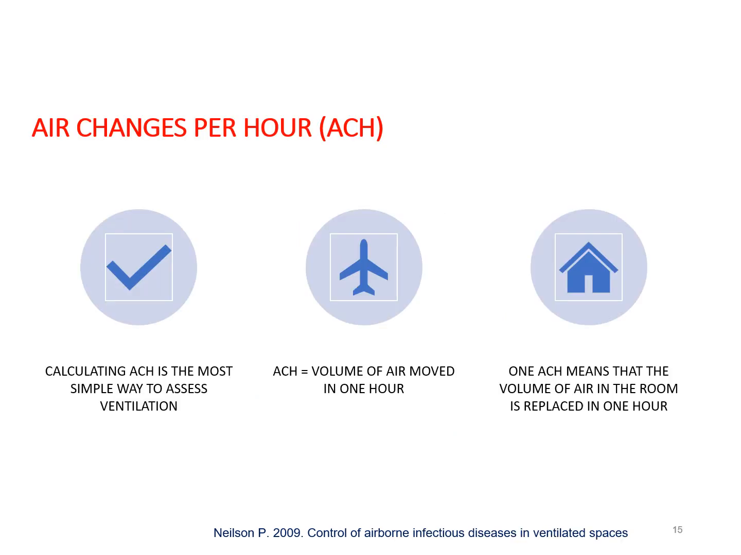Have measurements of air changes per hour at regular intervals to ensure the ventilation. Calculating the air changes per hour is the simplest way to assess the ventilation, where air changes per hour is the volume of the air moved in 1 hour, and 1 ACH means that the volume of air in the room is replaced once in 1 hour.